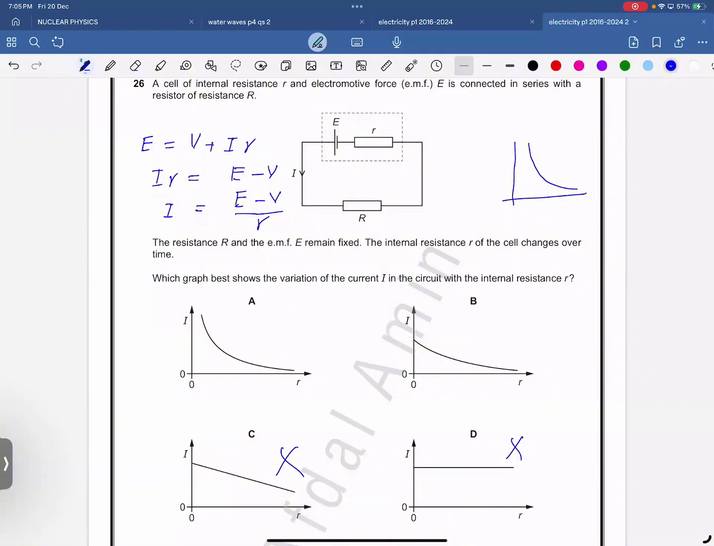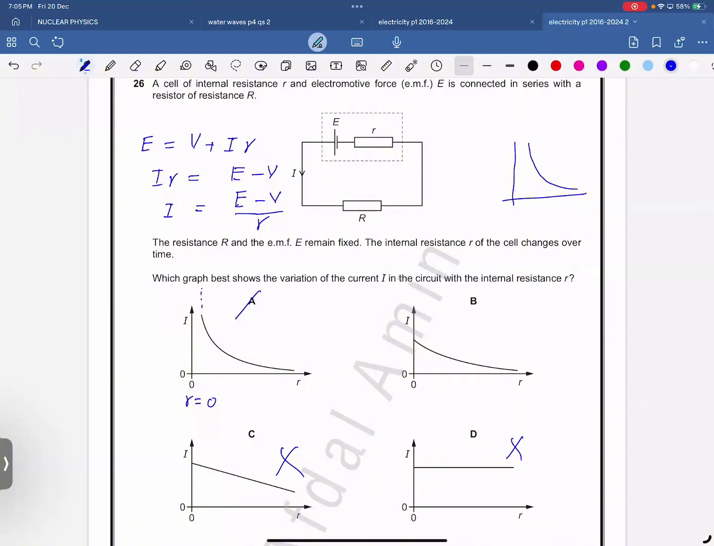Now the option A says when internal resistance is 0, current is infinite. Can current be infinite? No. A says when your internal resistance is 0, see, is there any current? It says there is infinite current. Can current be infinite? No.